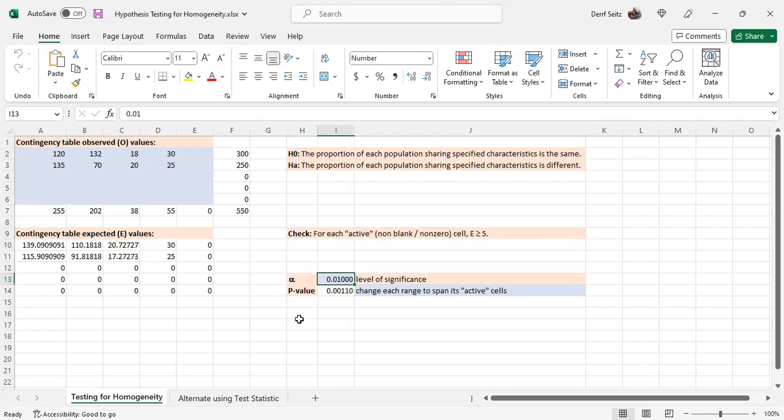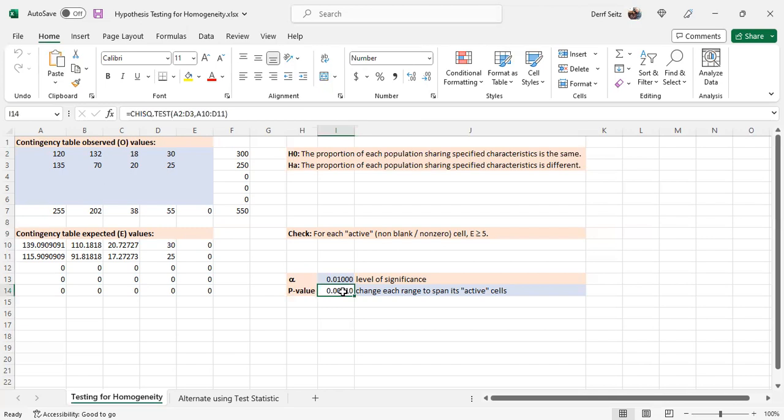This blue cell here, you enter your level of significance. In this example, it's 1%. It's shown with 5 decimal places of precision to make it easy to compare to the p-value. The p-value has a blue comment reminding that there's a change necessary in this formula.